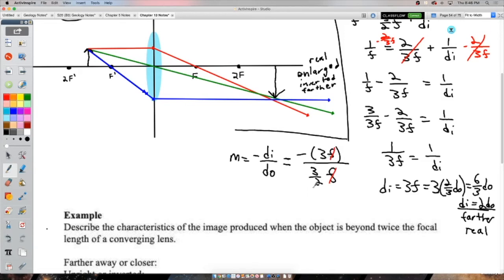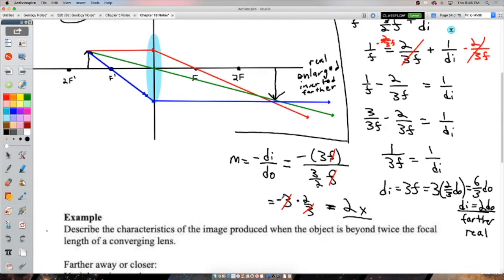Dividing by a fraction is the same as multiplying by the reciprocal. So we could think of this as equals 3 times 2 over 3, right? Dividing by a fraction, the same as multiplying by a reciprocal. And what do you know? The magnification equals 2x. Whoops, I dropped a negative, right? The negative was there. So the magnification is negative 2x.